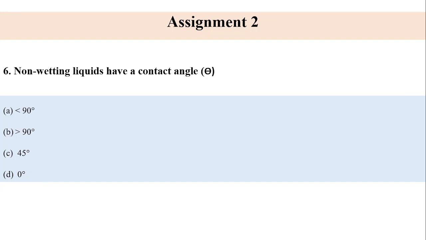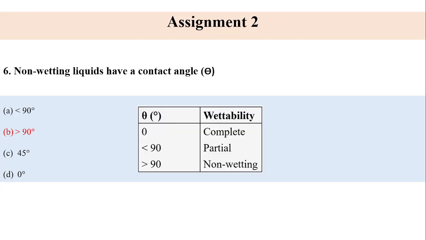Okay, so the correct answer to the question is greater than 90 degrees. So why? We'll see when we talk about wettability. Anything which has an angle less than 90 degrees is partially wettable, which is greater than 90 degrees is termed as non-wetting, and when the contact angle is around 0 degrees, it is called completely wettable in nature.